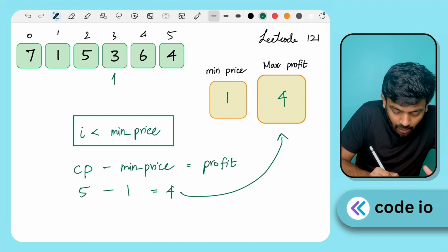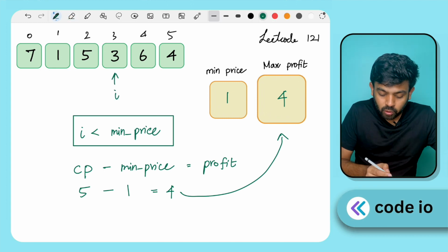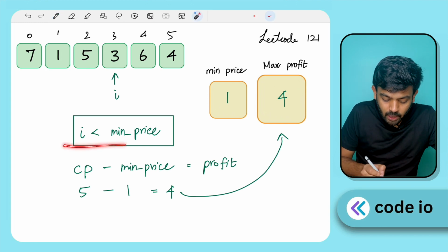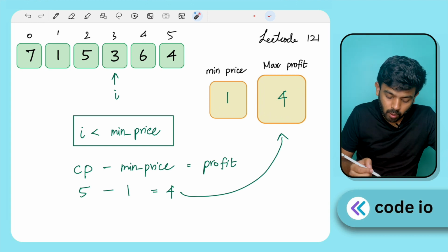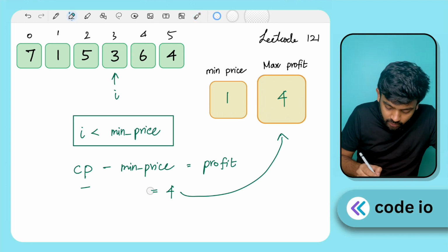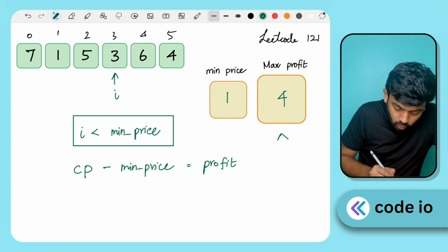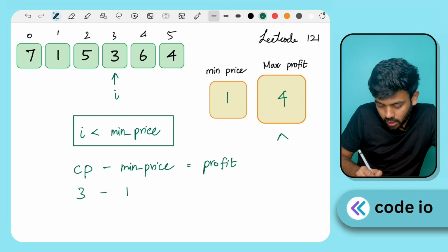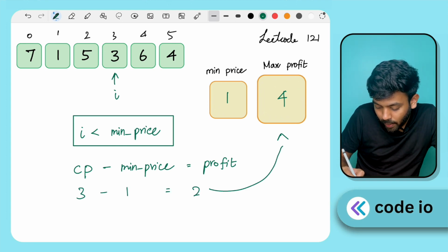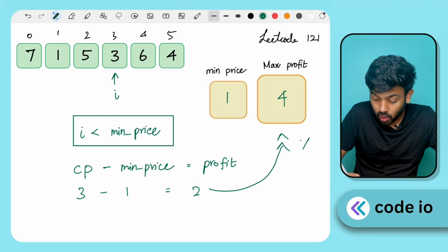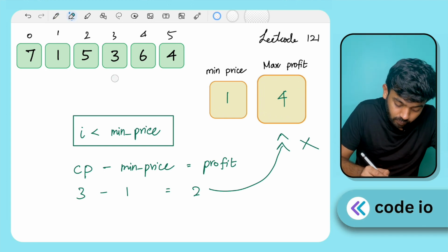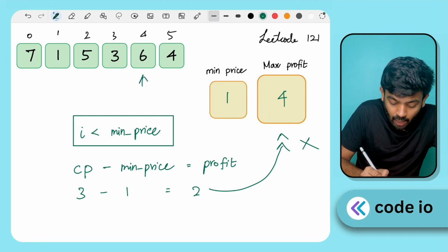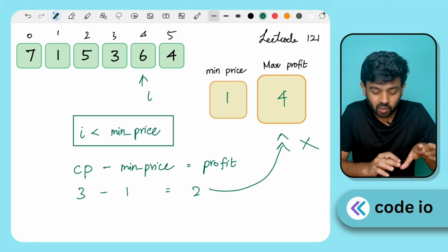Now the variable I is pointing at 3. I am going to compare it with my minimum price. Is 3 less than 1? 3 is not less than 1, so I am going to calculate my current profit. Current price is 3, my minimum price is 1, so profit is equal to 2. I am comparing it with my max profit, it's not greater than my max profit, so I am moving to the next iteration.